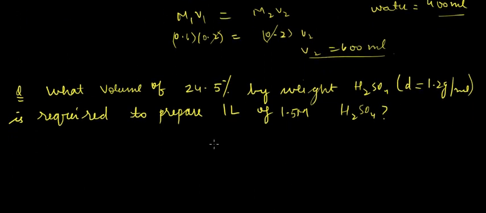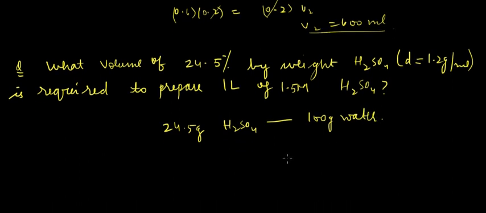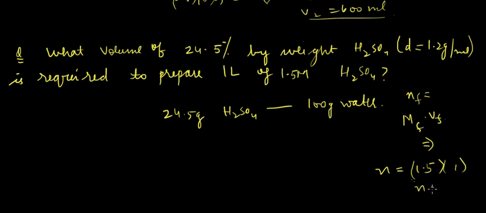Okay, so 24.5% by weight H2SO4 is there, so we can write it like 24.5 gram H2SO4 is present in 100 gram. Okay, and when we say 1 liter of 1.5 M solution, the final moles would be final molarity times final volume. So final moles can be calculated as n equals final molarity 1.5 times volume 1. Hence the final number of moles is 1.5. Okay.